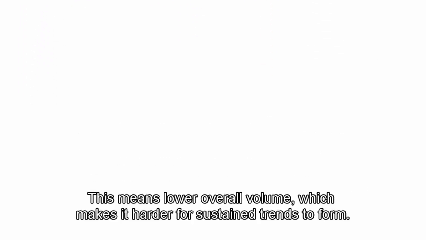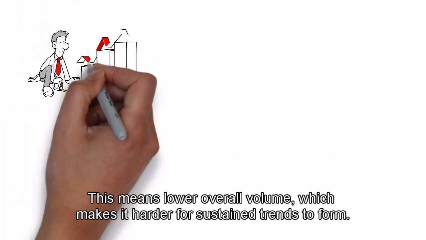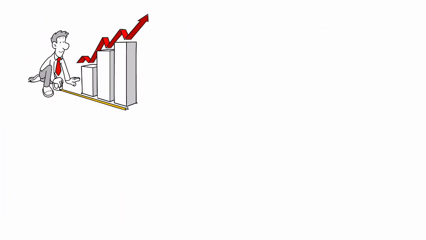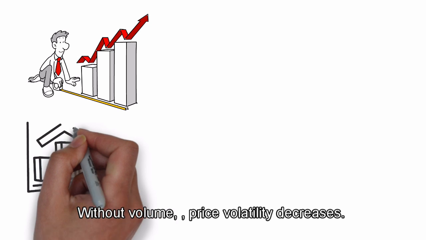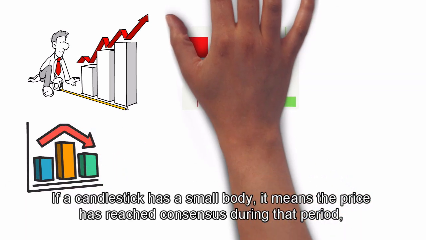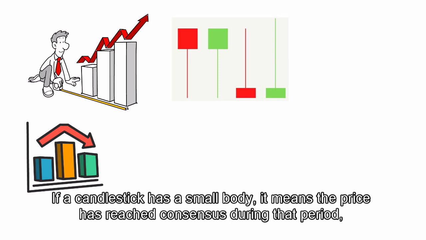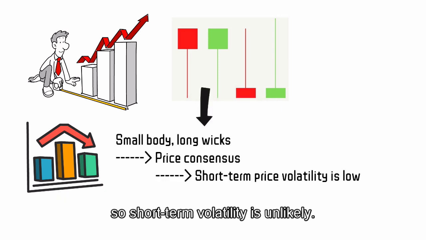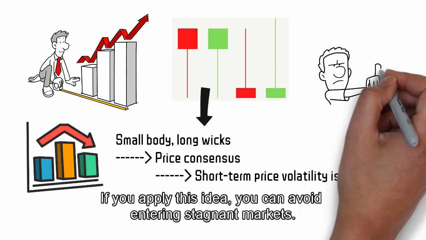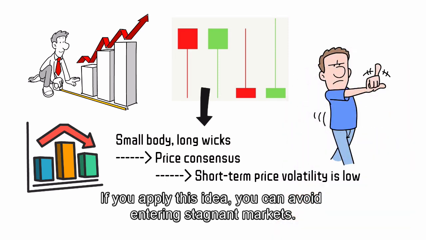This means lower overall volume, which makes it harder for sustained trends to form. After a big volume spike, it's unlikely to maintain that level. Without volume, price volatility decreases. In general, if a candlestick has a small body, it means the price has reached consensus during that period, so short-term volatility is unlikely. If you apply this idea, you can avoid entering stagnant markets.